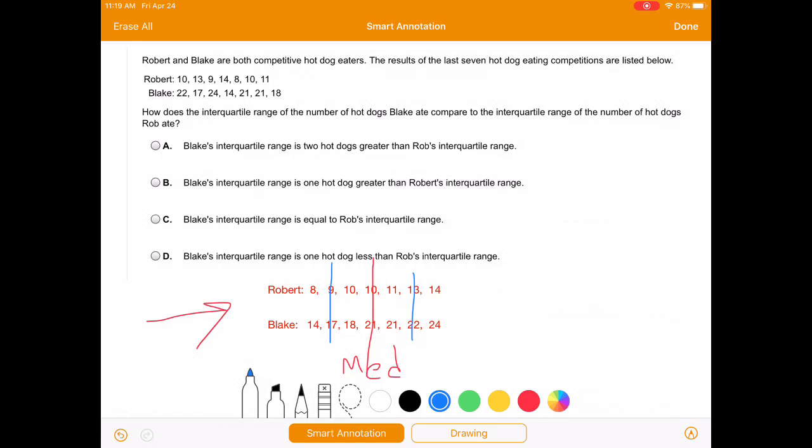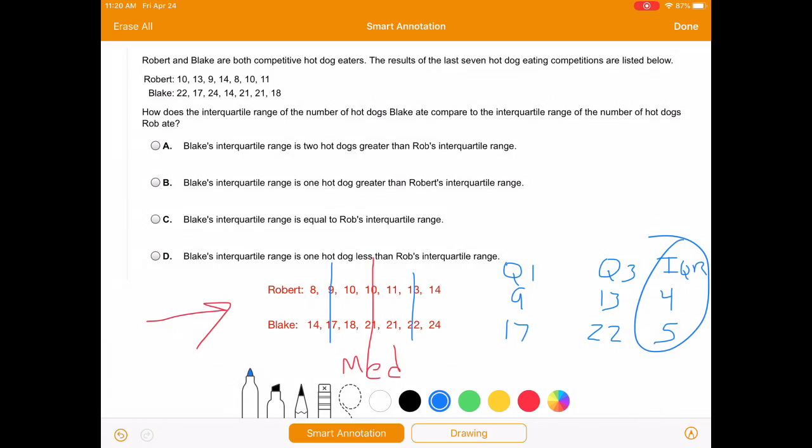So for Robert, his first quartile is going to be 9. For Blake, his is 17. And the upper quartile, called Q3, or the 3rd quartile, for Robert is 13. And for Blake is 22. So the IQRs, or interquartile ranges, for each of them: Robert has an interquartile range of 4. That's the difference between 9 and 13. And Blake's is 5. So we're going to use that information to answer the questions.